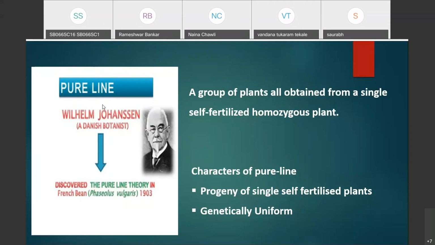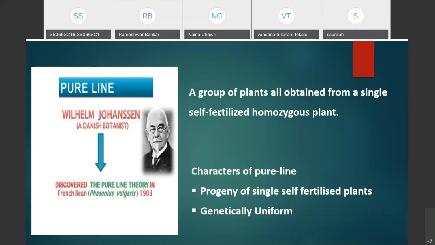The term pure line, for the first time, was coined by W.L. Johannsen in 1903 while working on the princess variety of the French bean Phaseolus vulgaris. Then what is meant by the pure line? Pure line is nothing but a group of plants, all obtained from a single self-fertilized homozygous plant.